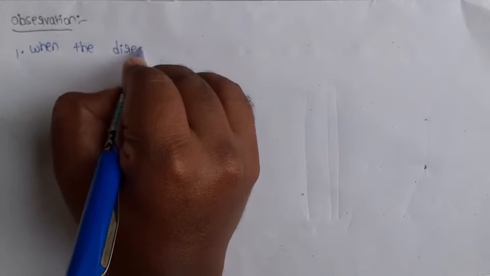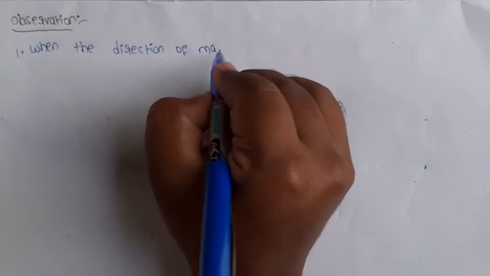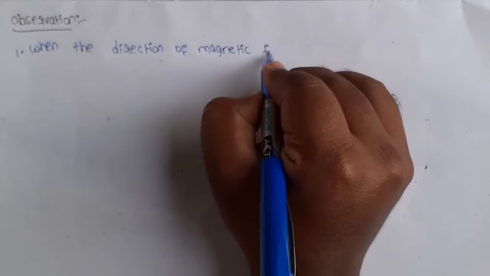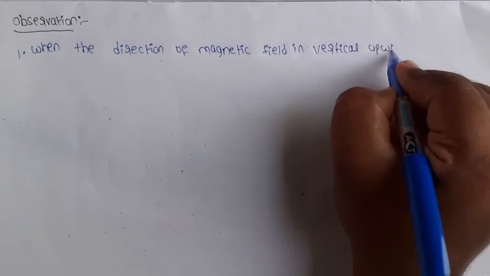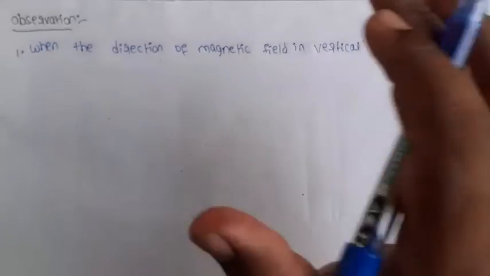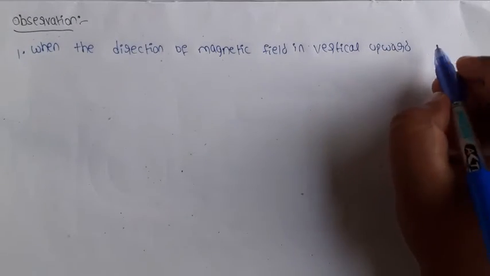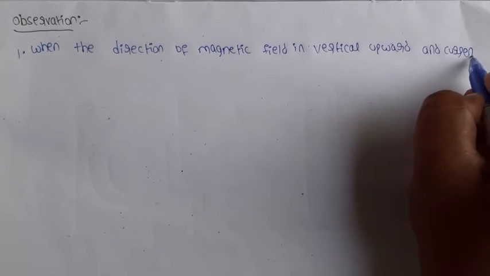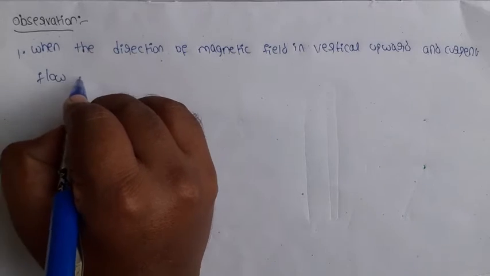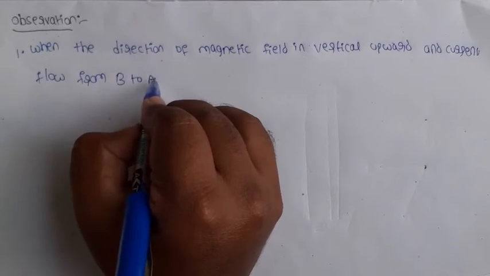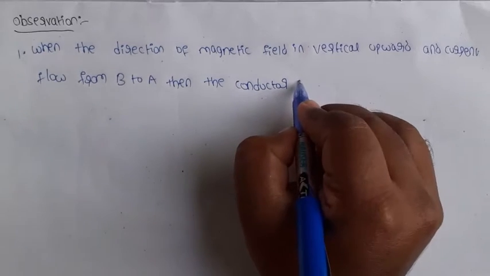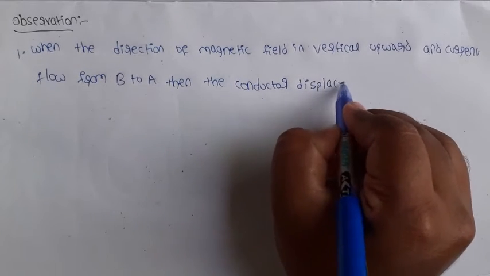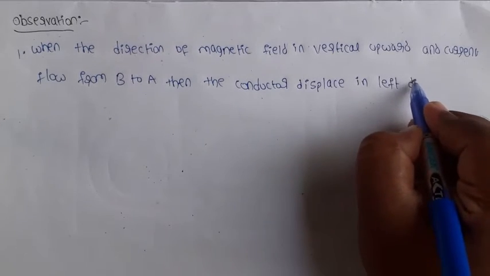First point: when the direction of the magnetic field is vertically upward, the direction of the magnetic field is upward in both cases, and current flows from B to A, then the conductor displaces in the left direction.